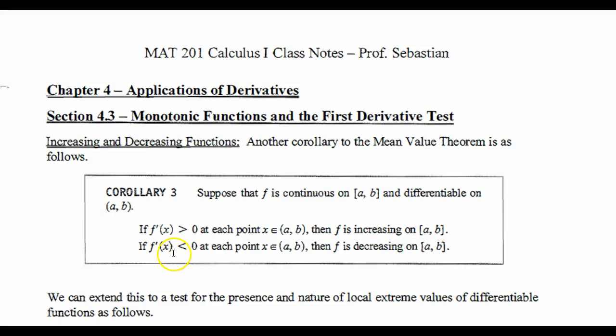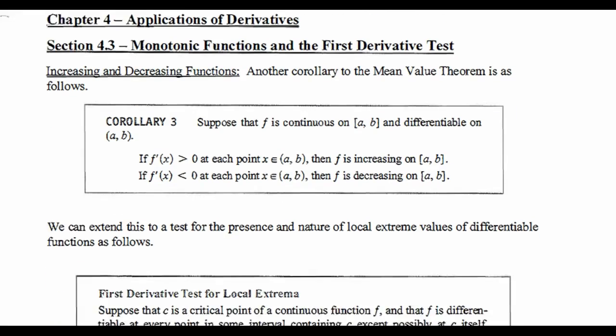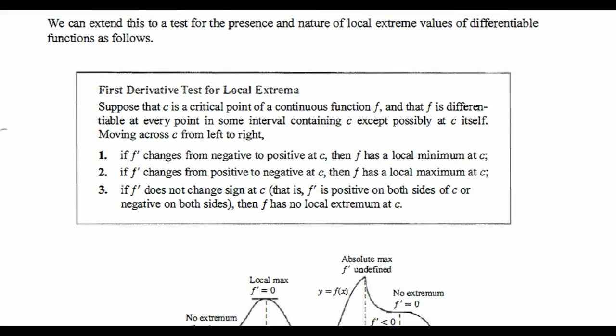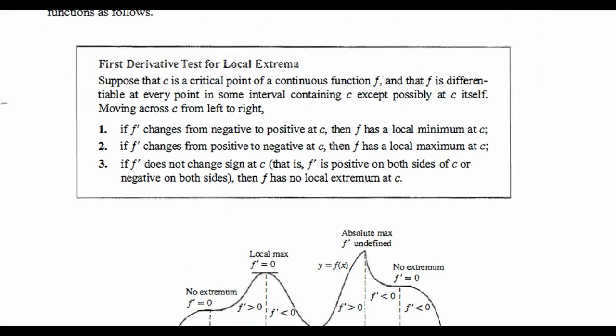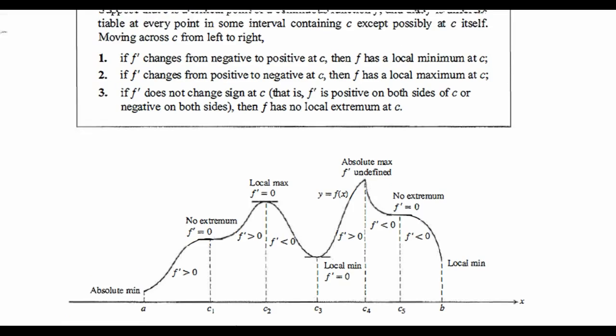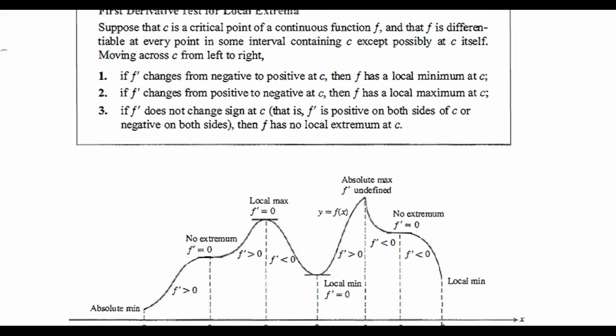In other words, the only way you can have a negative slope to your tangent line is if f is decreasing. Okay, so then we can extend this idea to a test for the presence and nature of local extreme values. This is called the first derivative test. Essentially, you can read that, but it's also kind of descriptive throughout this picture.